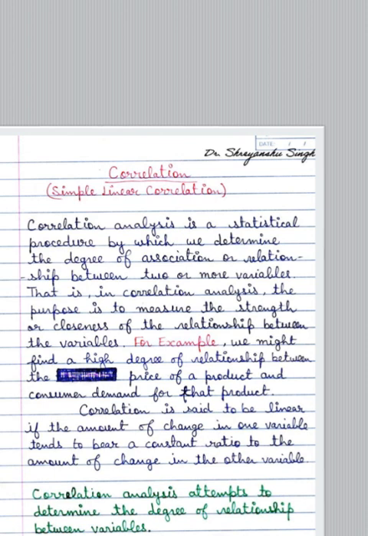Correlation is defined by many statisticians, and one of them is M. Turtle. According to him, correlation analysis attempts to determine the degree of relationship between the variables.